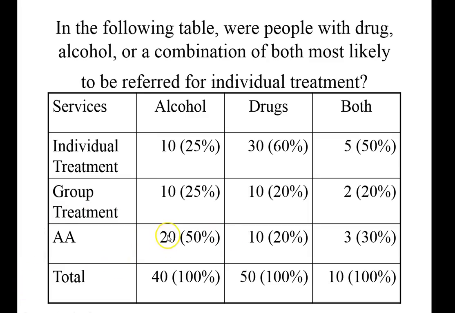So here is another table: are people with drug, alcohol, or a combination of both most likely to be referred for individual treatment? Here again, we're getting into more rows and more columns, and so it becomes more difficult to just look at frequencies. If we look at the services, and we look at alcohol, drugs, or both, individual treatment, group treatment, AA, and a total. We have a total of 40 alcohol that have been referred, 50 referred for drugs, and 10 for both.